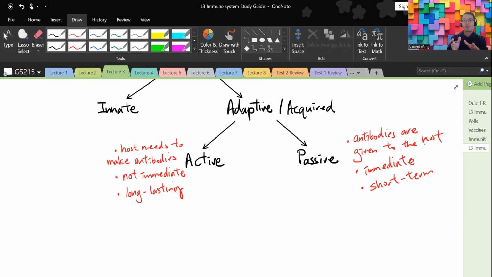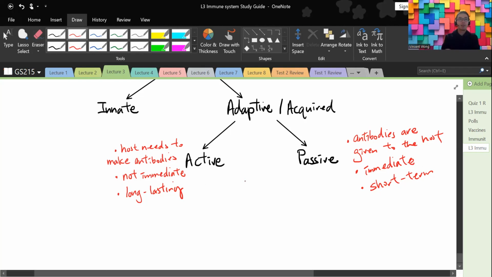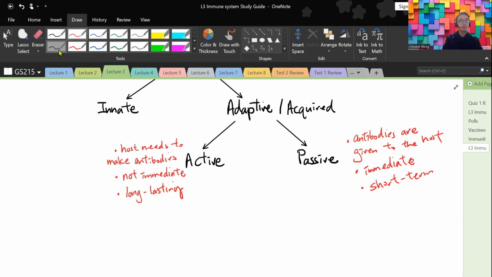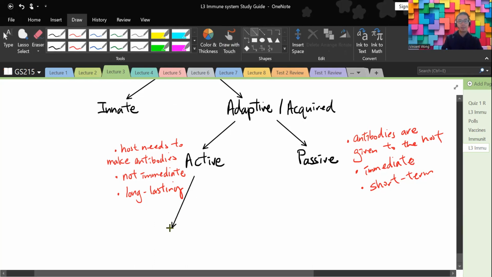Are we all clear on the difference between active and passive? It just has to do with who's making the antibody. Are you making it? If you are, then it's active. If you are not, then it's passive. It's like doing an assignment. If you cheat and just copy someone, you get the answer right away, but you didn't learn anything, so any gain is short-term. If you do your own assignment, it's not done right away, but the benefit is long-lasting. Maybe that helps.